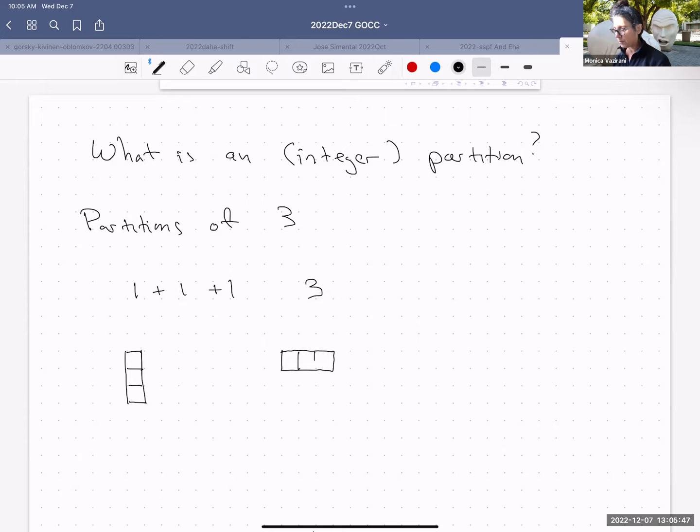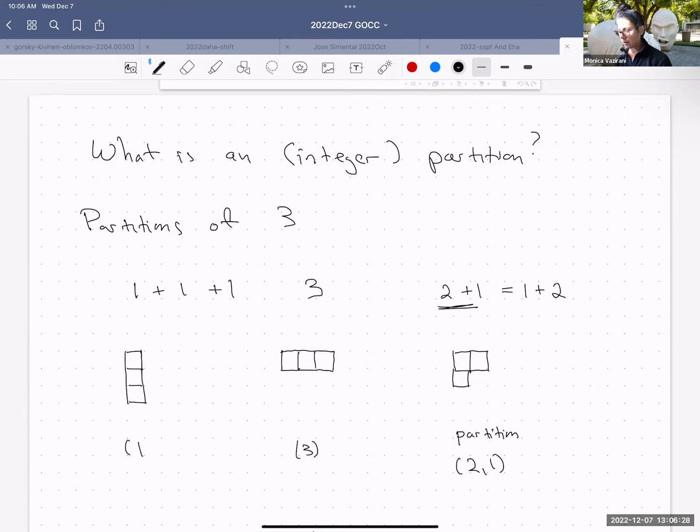Is there any other way we can do this? 2 + 1. We can do 2 + 1. And 2 + 1, because addition is commutative, is the same as 1 + 2. So my convention will be to put all the bigger numbers first. And so that means that first I'll draw a two box row, then I'll draw a one box row, and I'll have this partition that I'll call the partition 2, 1, just like I'll call this the partition 3, and I'll call this the partition 1, 1, 1.